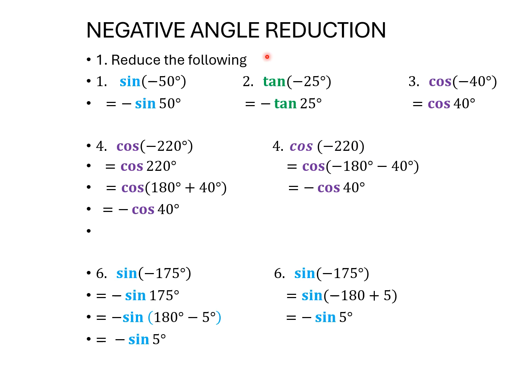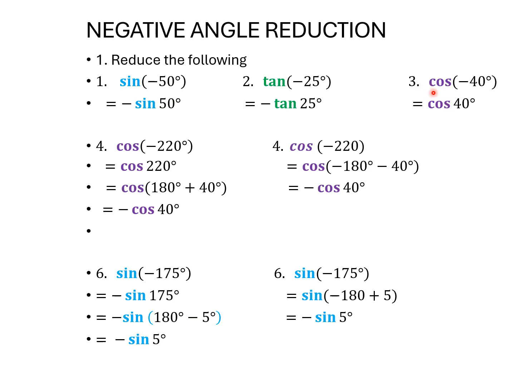Alright, so first off here, we have sine negative 50. So negative 50 degrees. Negative angle falls in the fourth quadrant. In the fourth quadrant, sine is negative, so that becomes negative sine 50. If I say tan negative 25, negative 25 falls in the fourth quadrant. In the fourth quadrant tan is negative, so that becomes negative tan 25.